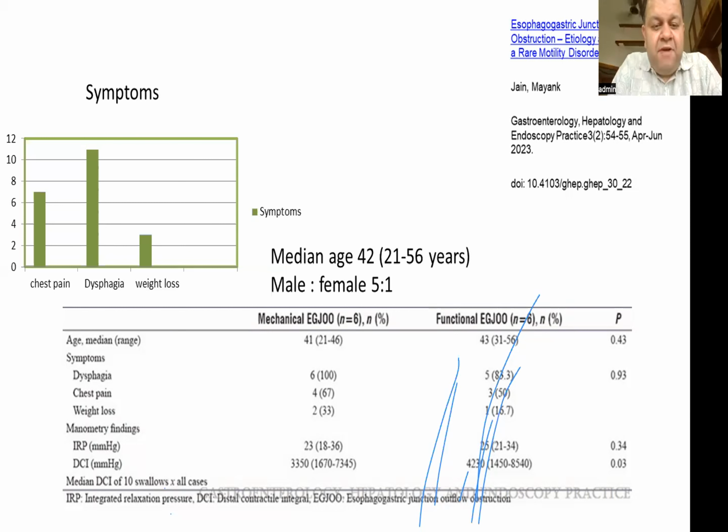Another important finding was that the majority of the patients had a high IRP, and the DCI of their esophageal swallows was in the normal range, suggesting most of the patients had an EGJ outflow obstruction with normal motility. You must remember that I had talked to you earlier about the 4 different varieties of EGJ outflow obstruction with different motility patterns. So the majority of our patients in India probably have an EGJ outflow obstruction with normal motility.